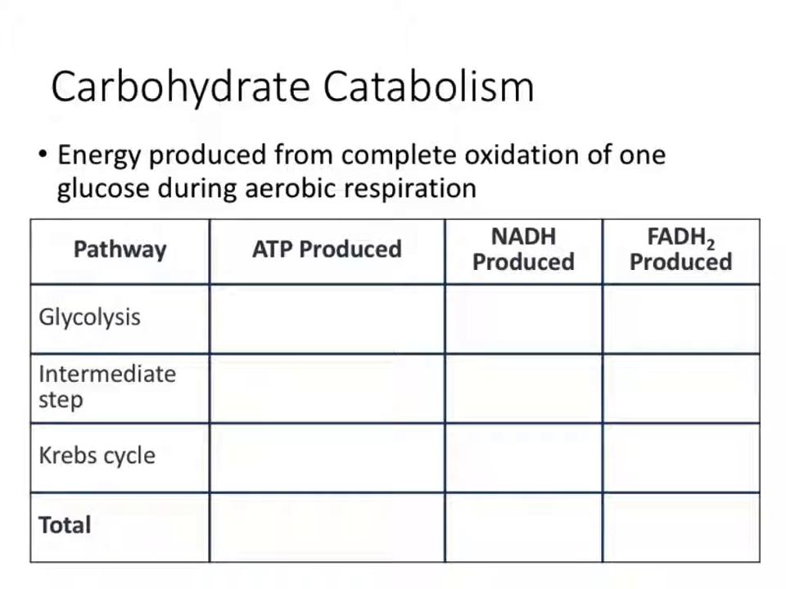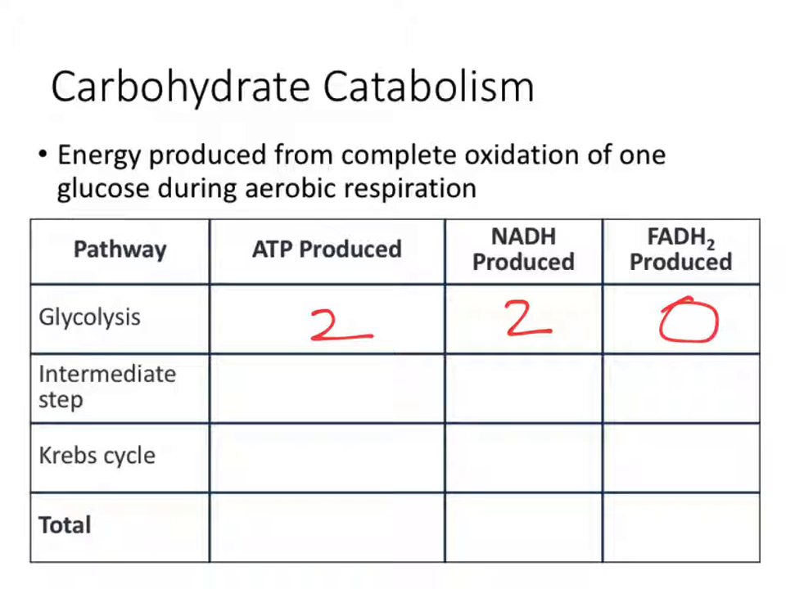So, the information is important, right? All right. So, glycolysis, how many ATP? 2. NADH produced? 2. FADH2? 0.